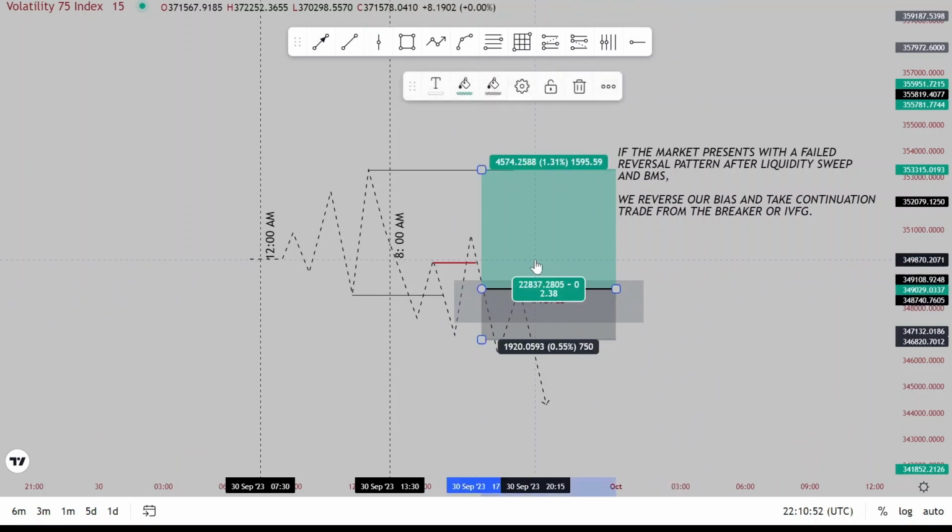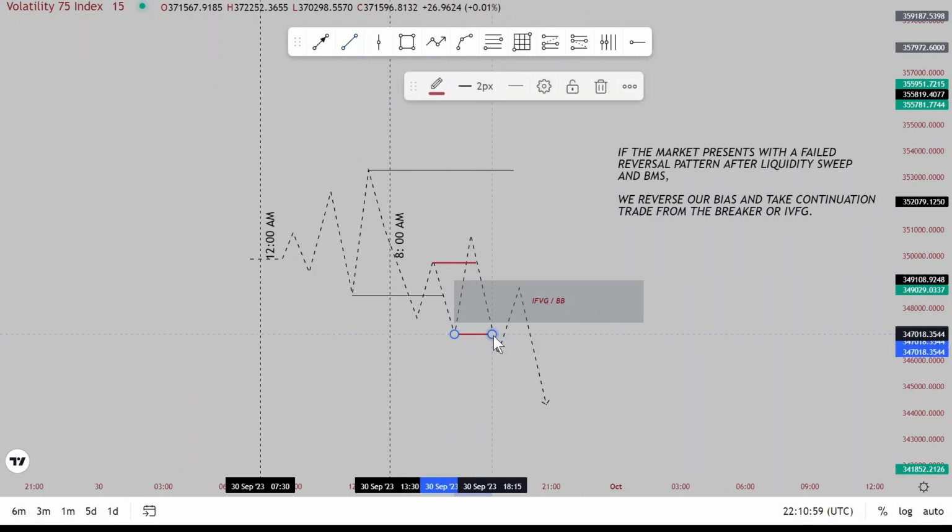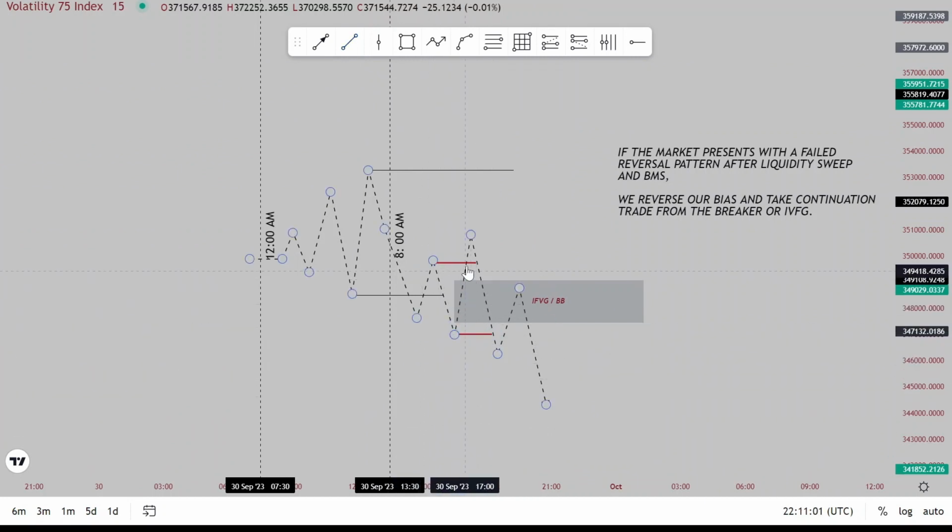You don't have to be mad. You can still turn this failure to a success. Because if this happens, it's giving you a continuation pattern. So look at what has happened. Continuation pattern to the downside. Liquidity grab up here. Breakout structure to the downside. So now this same area, the fair value gap you wanted to buy from, that will become an inversion. Inversion means support turning to resistance.